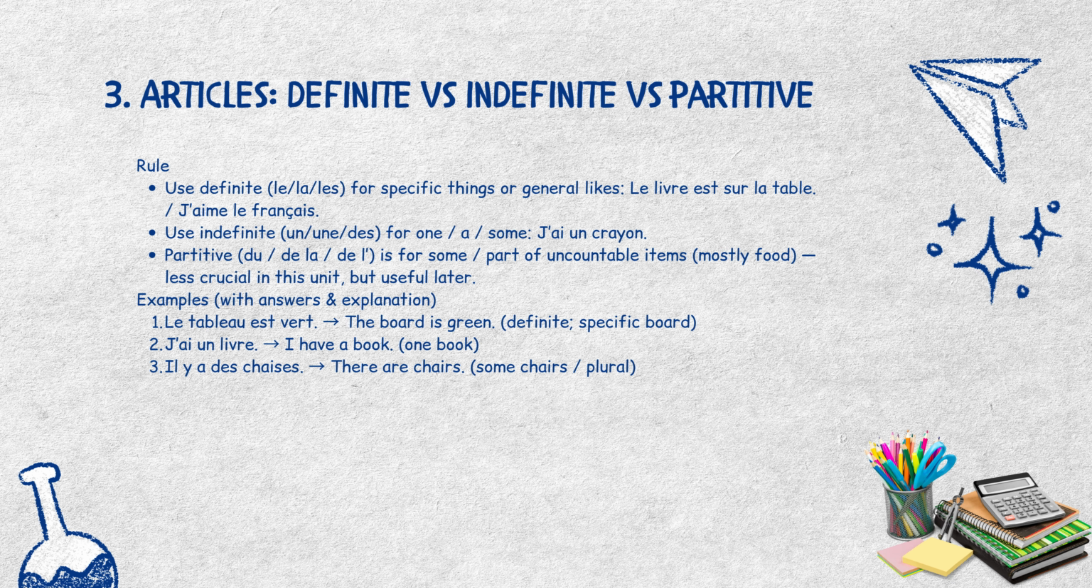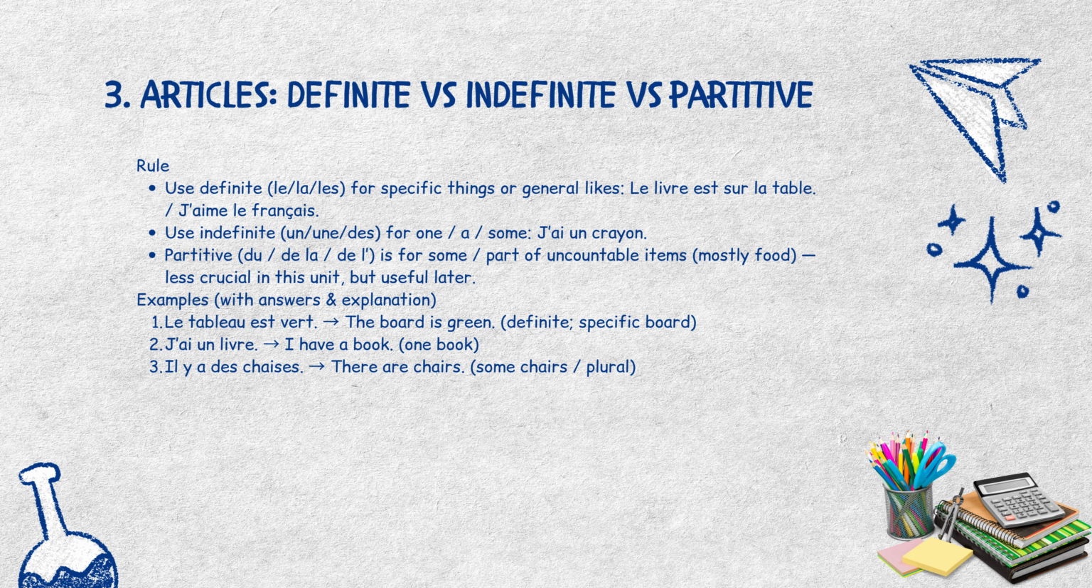Now let's look at the negative form. In negative sentences, the partitive article becomes d or d with apostrophe, no matter what the gender or number of the noun is. For example, I don't eat bread becomes I don't eat any bread. I don't drink milk becomes I don't drink any milk. There isn't any water becomes there isn't any water at all. So remember, after not, or in negative sentences, we always use d or d with apostrophe to mean any.